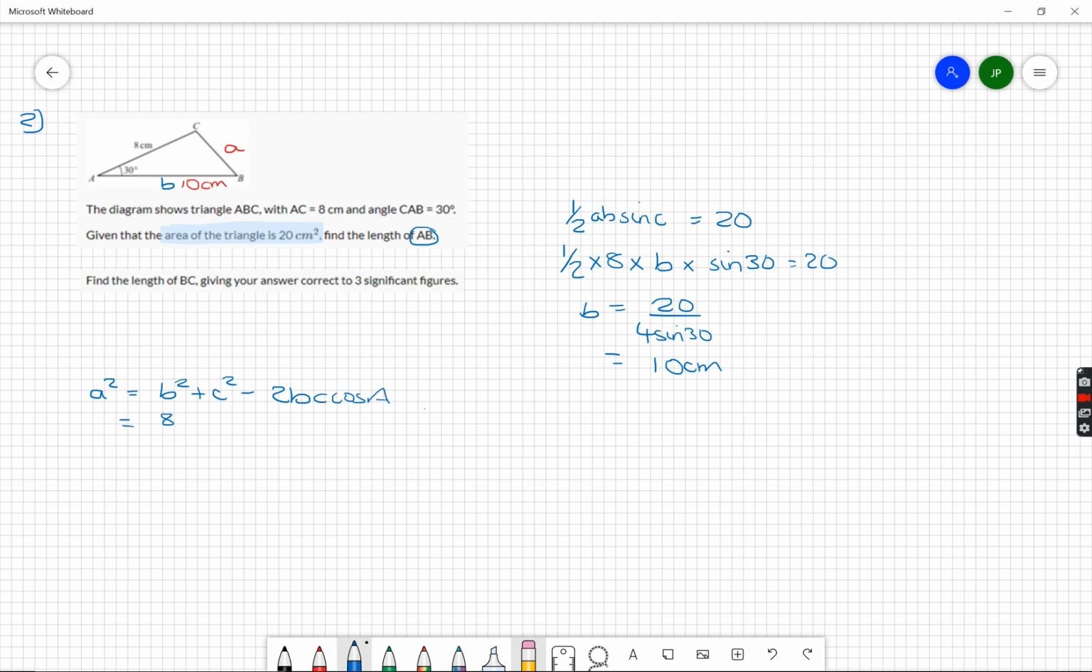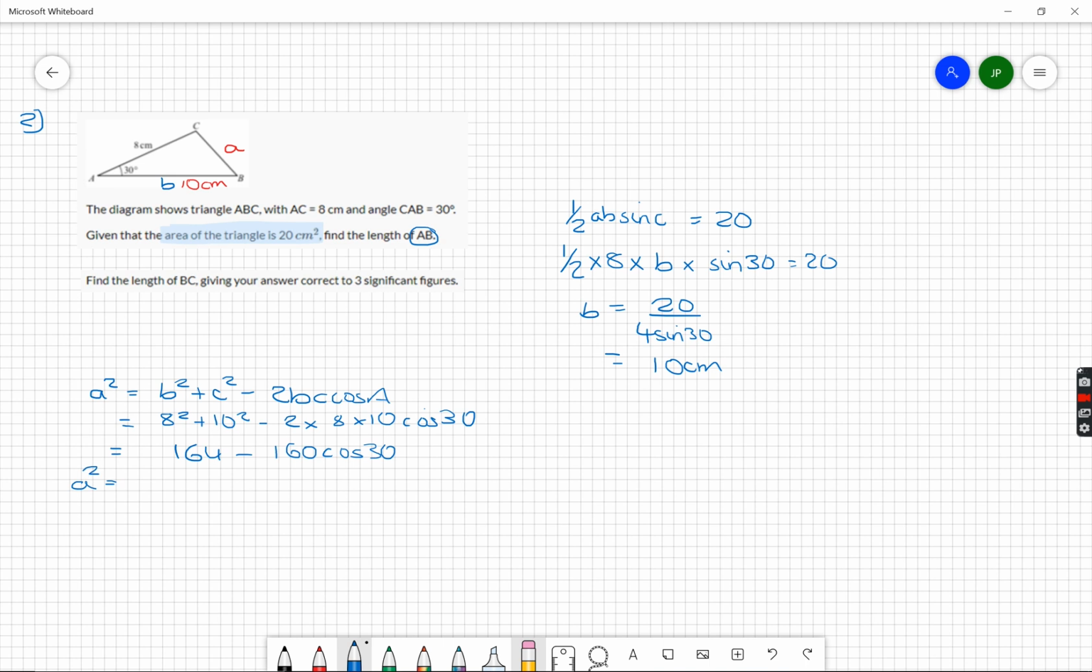So 8 squared plus 10 squared, which I can work out, gives 164. Minus 2 times 8 times 10, which will give me 160, cos 30. Now would be a good time to stick it into the calculator, and we should get out A squared.